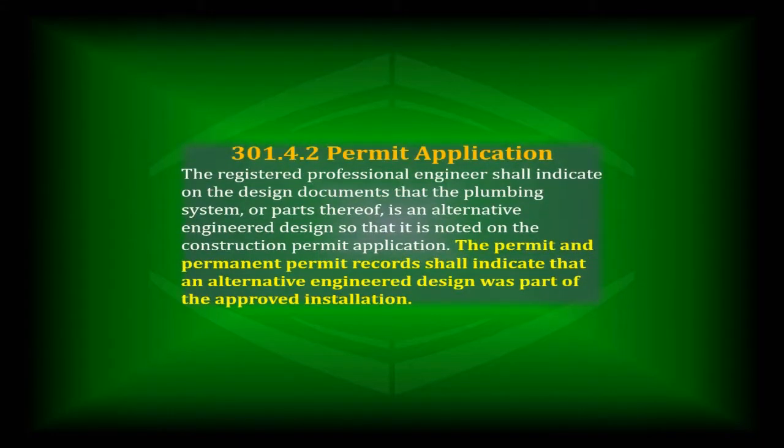3014.2, Permit Application. Fairly straightforward here as well. Registered professional engineer shall indicate on the design documents that the plumbing system or parts thereof is an alternative engineered design so that it's noted on the construction permit application. The permit and permanent permit records shall indicate that an alternative engineered design was part of the approved installation. All they want is something down at the city that says an alternative engineered design was part of that record. Not a difficult thing to comply with at all.